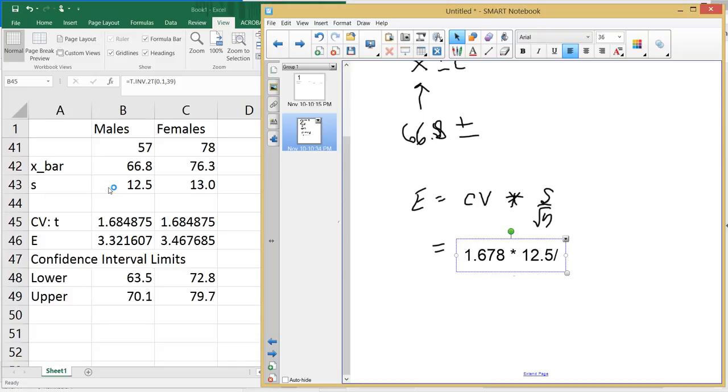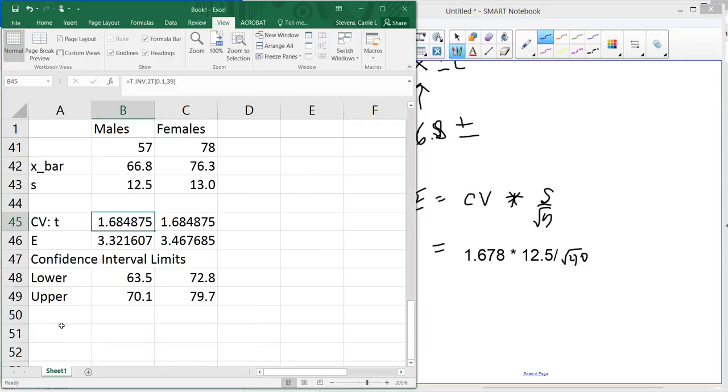1.676, right? And then times the sample standard deviation, which was over here, 12.5. Gosh, things are moving a lot faster with me typing. And then divided by the square root of n, which is, what was n again? 40. Let's go ahead and do that. 40. All right.